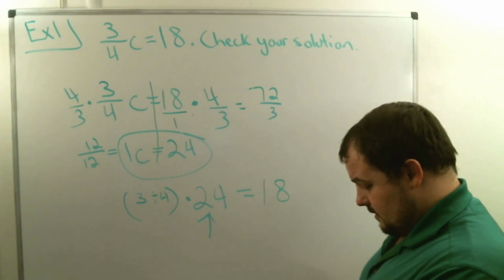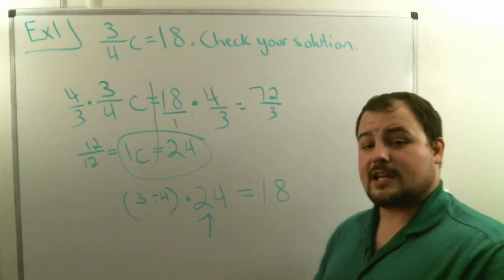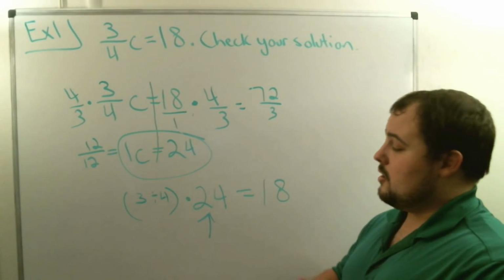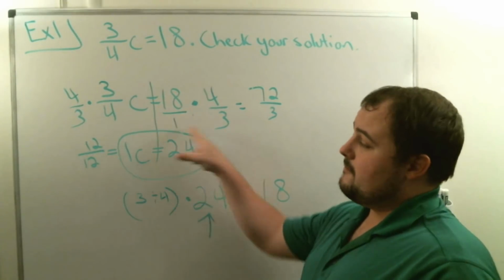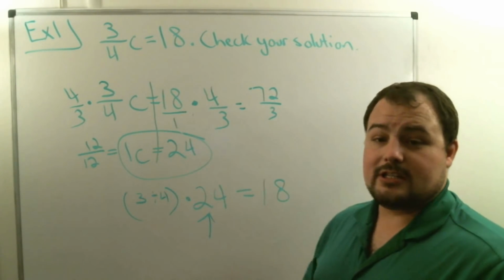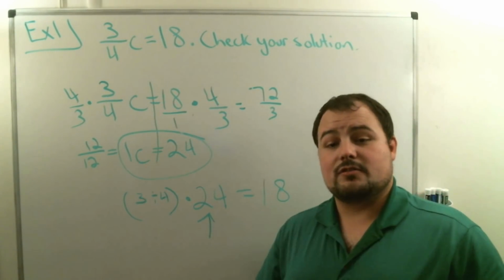So I got parentheses 3 divided by 4 times 24, and in fact I do get 18. 18 is the right answer. So this means that we know that 24 is the right number that C could be. We solved it mathematically by multiplying by the inverse, and then we went and did it to the other side, because if you do something to one side, you have to do it to the other. Let's keep going and solve some more problems.